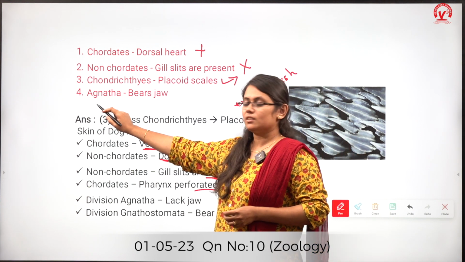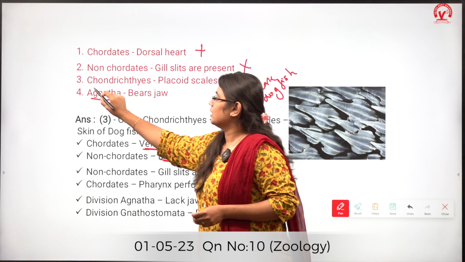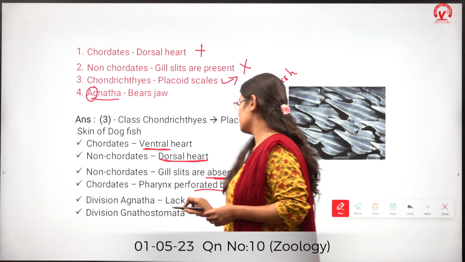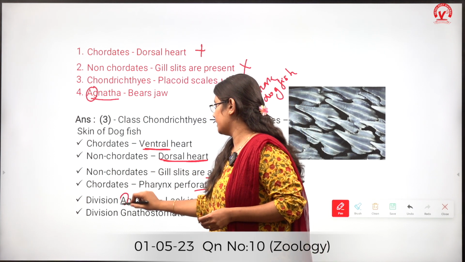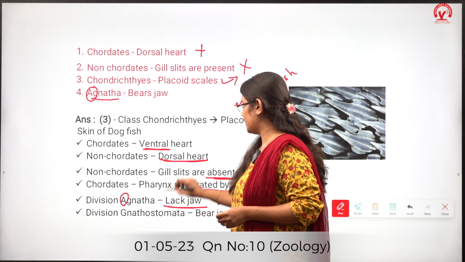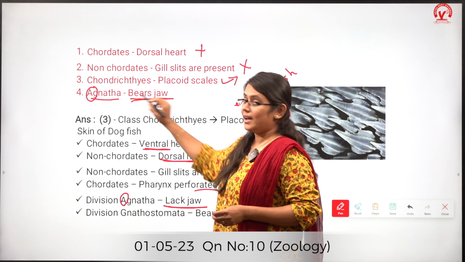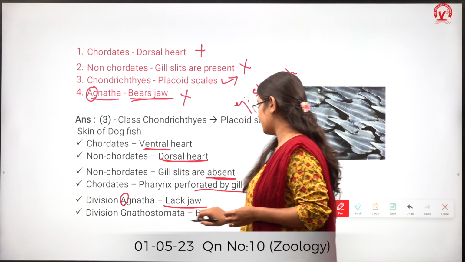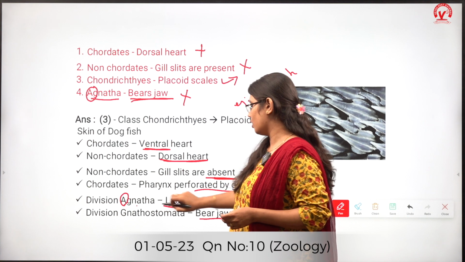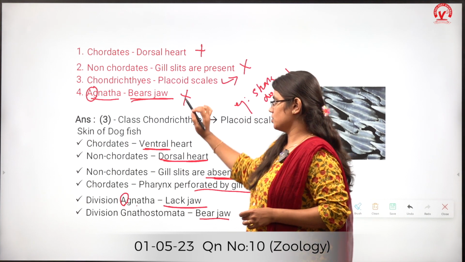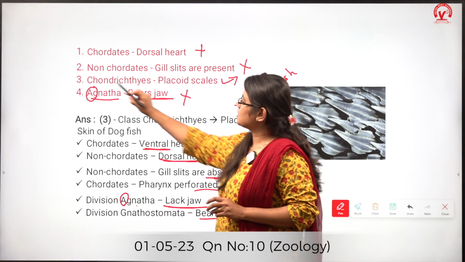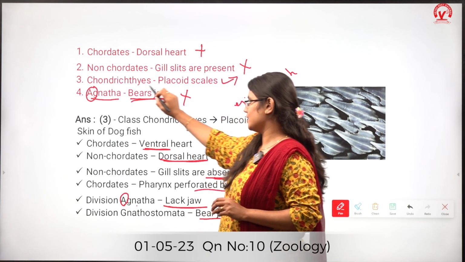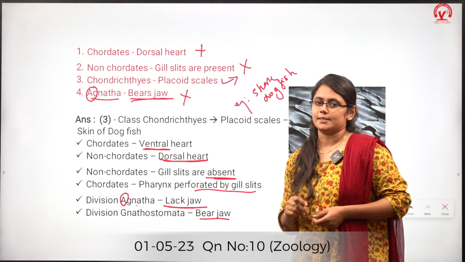Whereas the fourth option, agnatha, A means absent. So the division agnatha does not have a jaw, but here they have given that they bear jaws. So this option is wrong. The division gnathostomata will bear jaws, whereas agnatha will not have a jaw. So the fourth option is also wrong. So the correct option is the third option, where class chondrichthyes will have placoid scales.